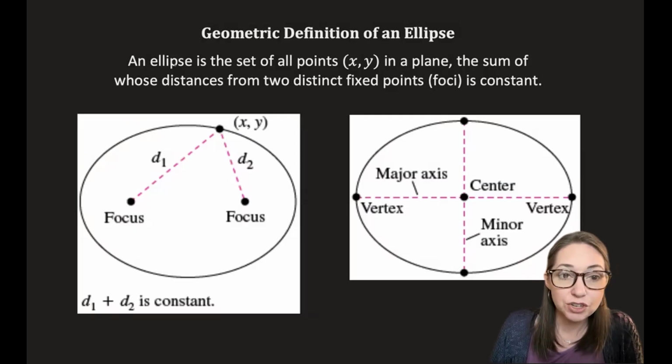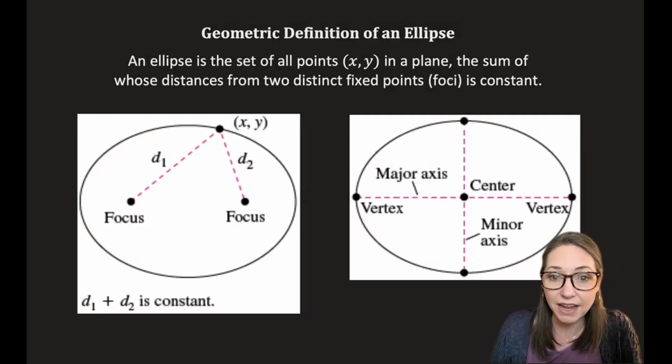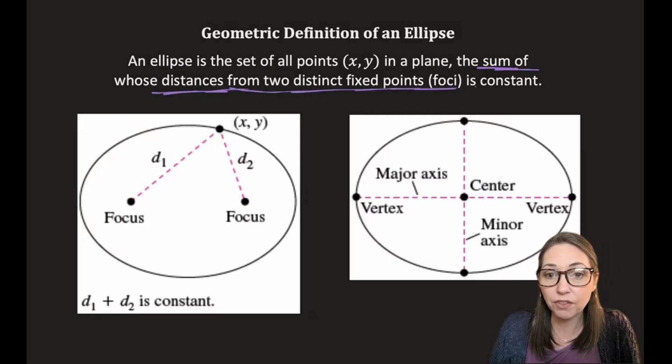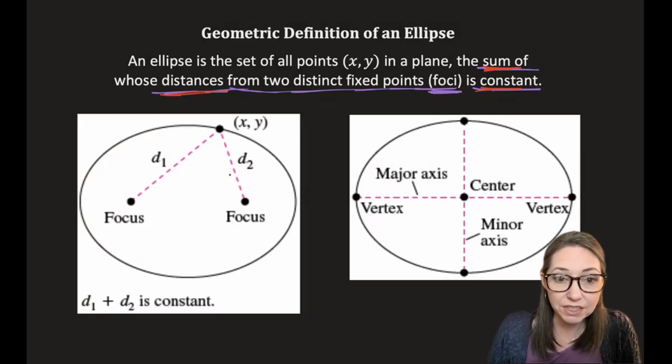So geometrically, an ellipse is the set of all points in a plane, the sum of whose distances from two fixed points, which we call the foci, or focus for singular, is a constant. Keywords here being that the sum of those two distances is constant. Because the string is a fixed length, D1 plus D2 is a fixed length.